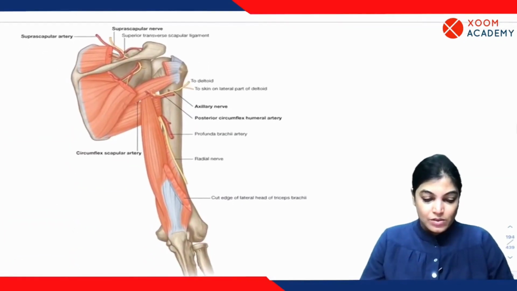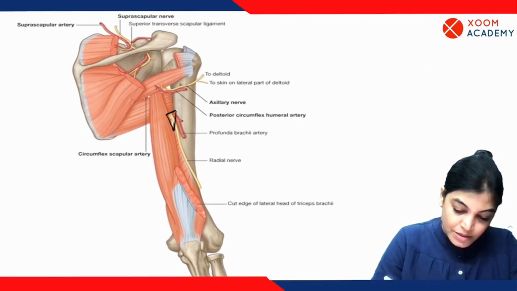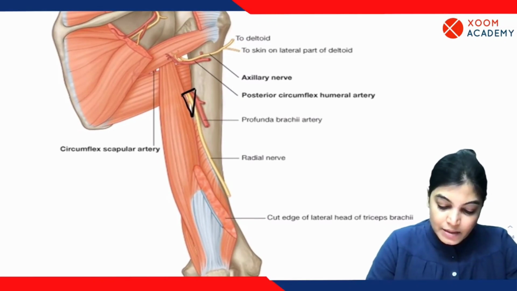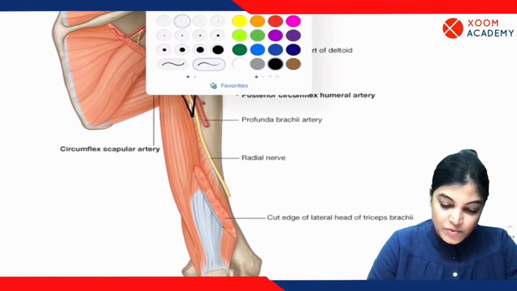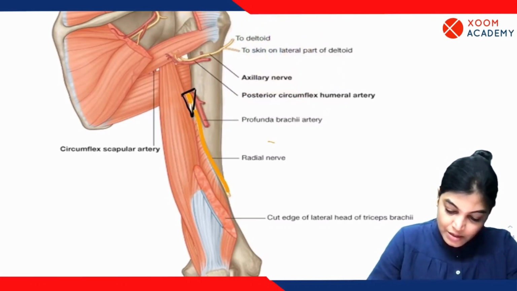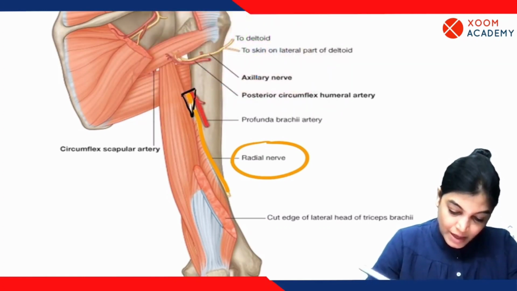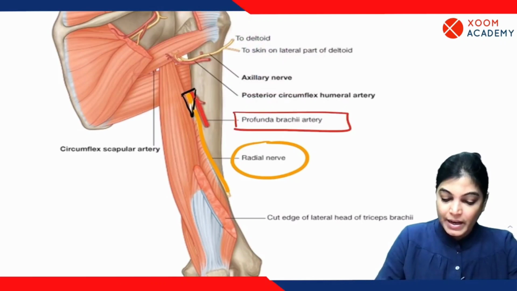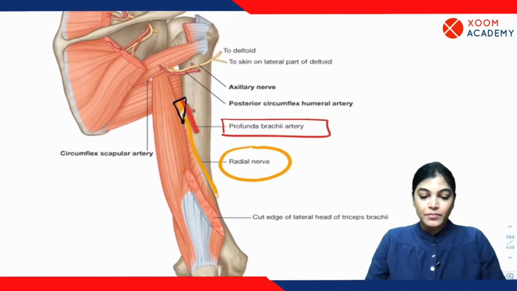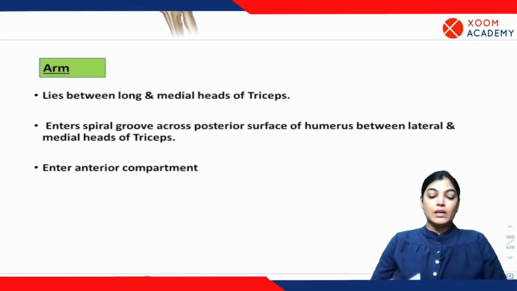Now, see this. I would like to enlarge this to show you the lower triangular space. If I enlarge it, you can clearly see the lower triangular space, which lies on the posterior aspect of the scapular region. Here the nerve traversing is the radial nerve, and the artery traversing close to it and reaching the spiral groove is the profunda brachii artery, and this is the lower triangular space highlighted in this diagram.